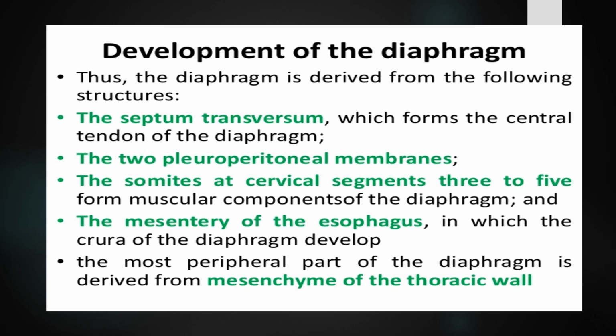So what is the septum transversum? It is the part of the mesoderm which forms the central tendon of the diaphragm. The somites from C3 to C5 form the muscular component of the diaphragm. The mesentery of the esophagus forms the crura of the diaphragm. The most peripheral part of the diaphragm is derived from the mesenchyme of the thoracic wall.